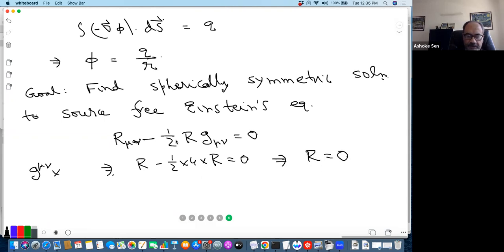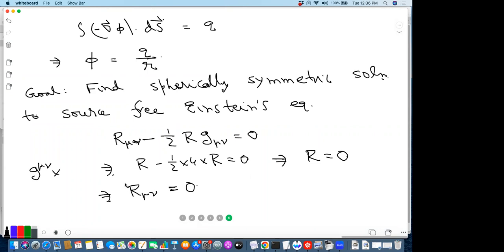So if R is 0, then you can substitute back in this original equation, and this tells us that R mu nu must vanish. So in absence of source, what we find is that the Ricci tensor must vanish. These are sometimes called the Ricci flat manifolds.